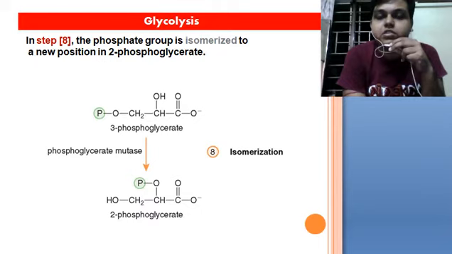Now go for step 8. The phosphate group is isomerized to a new position, and 3-phosphoglycerate is converted into 2-phosphoglycerate. This is also an isomerization reaction, so you can see that the phosphate moiety is moved to the second carbon. That is why 2-phosphoglycerate is the compound, and the enzyme involved in this reaction is phosphoglycerate mutase.